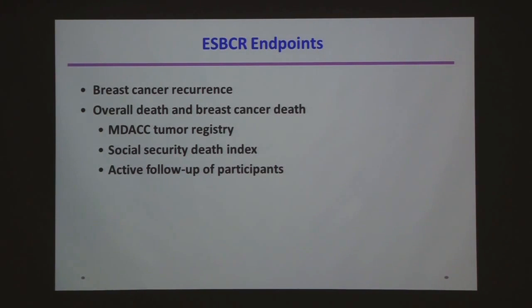And then we also followed patients through the Social Security Death Index, which also allows us to see if the National Death Index knew that that person was alive or dead. And we also followed up our patients and called them on the telephone if we weren't sure whether they were alive or dead. So we really wanted to make sure that our endpoints were right, that we knew whether a person had recurred or metastasized or was still living and doing well.